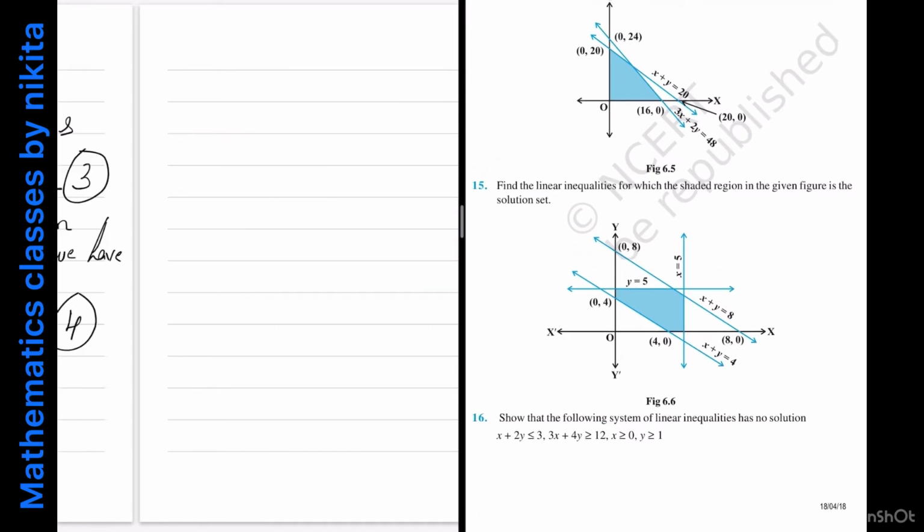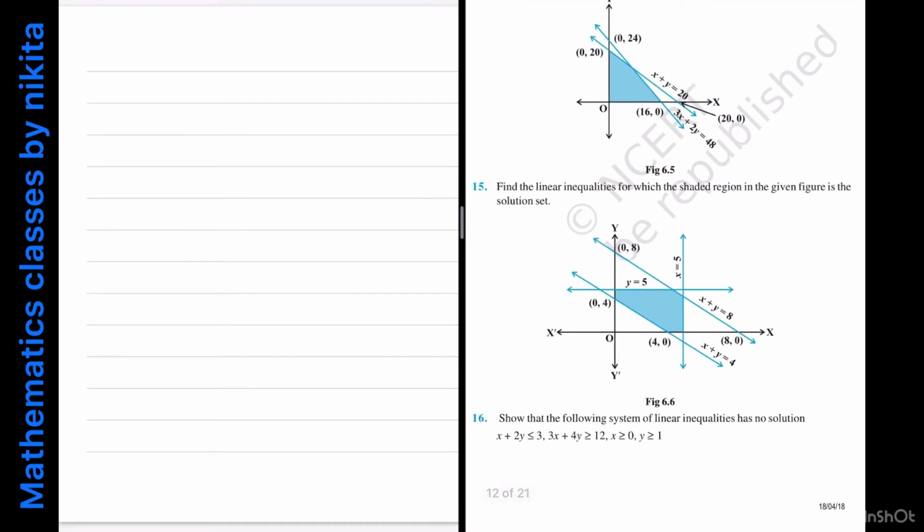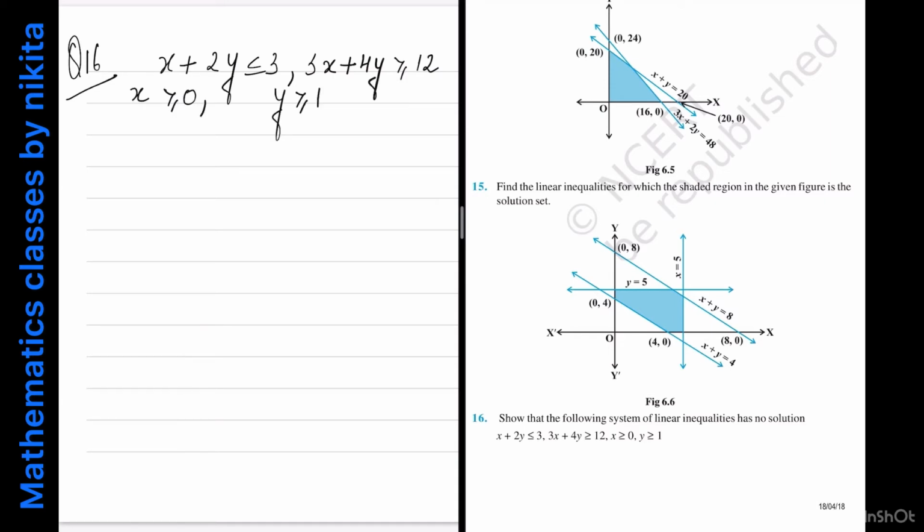Now next we have question number 16. Question number 16 says, show that the following system of linear inequalities has no solution. So the set of inequalities which is given to you is x plus 2y less than or equal to 3, 3x plus 4y greater or equal to 12, x greater or equal to 0 and y greater or equal to 1. Okay.